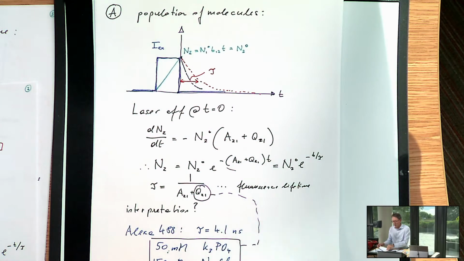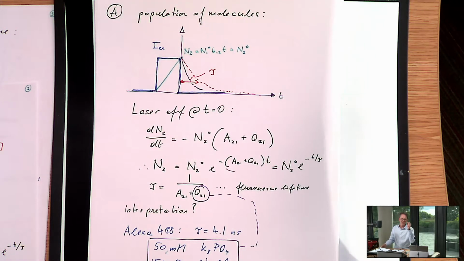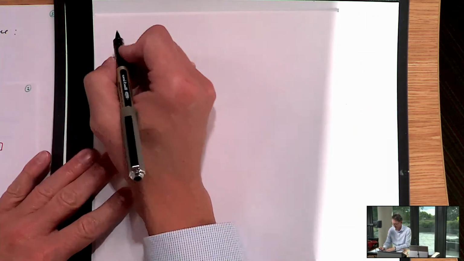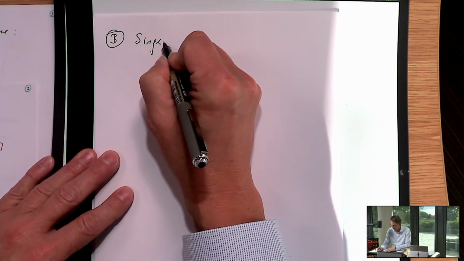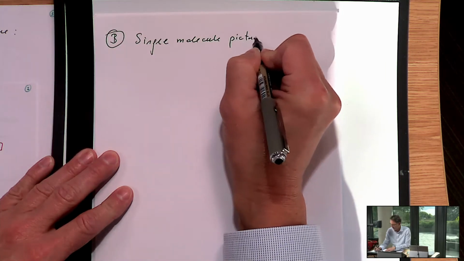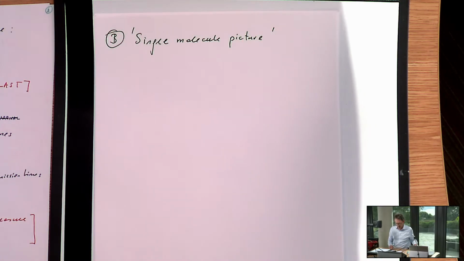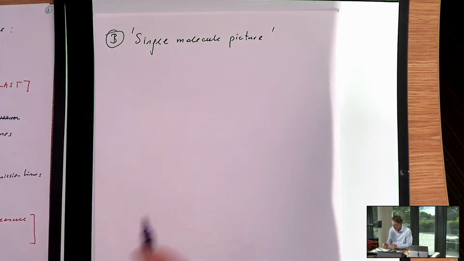Equally importantly, we should try and think, what does the lifetime mean when we deal with a single molecule that we may excite? So to look at this picture, we go to picture B. Both are important for us to understand fluorescence lifetime imaging microscopy. So the single molecule picture, put this in apostrophes here, we draw this as follows.